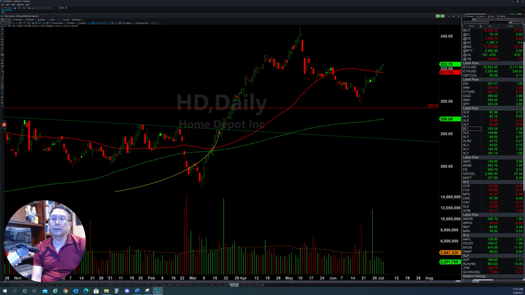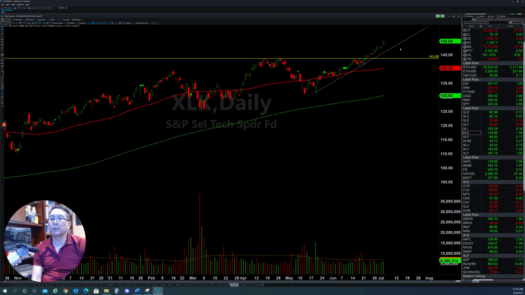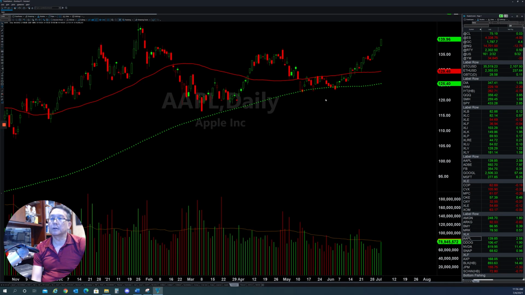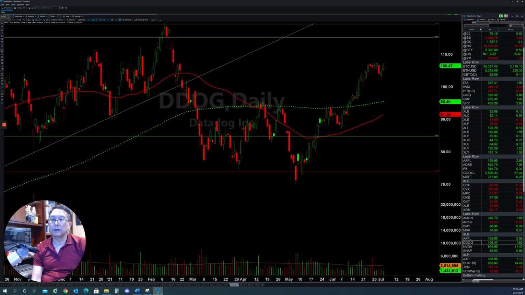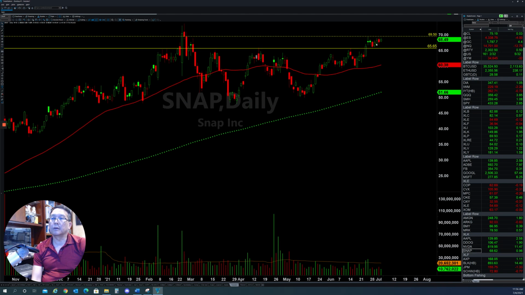And if you look at the technology sector, it's the strongest one in the pack. They continue to rumble to the upside, and a lot of stock in this sector is doing so well that I showed you the last couple of weeks. Like Apple, it continues to move strong to the upside there, and DDOG, right, and Nvidia, okay, they all continue to move to the upside. And Snap, they try to get out of the resistance here also.